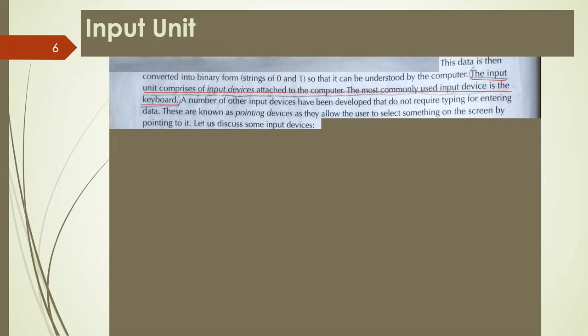A number of other input devices have been developed. Besides the commonly used keyboard, a number of other input devices have been developed that do not require typing for entering data. These are known as pointing devices, as they allow the user to select something on the screen by pointing to it. Let us discuss some input devices here now. The keyboard is used for typing, but besides that, many others are also there, which we use as input not for typing but for some other purpose. Let us see this.